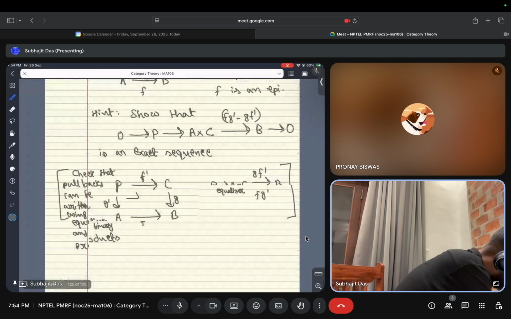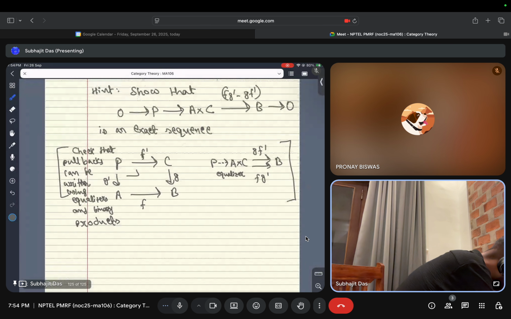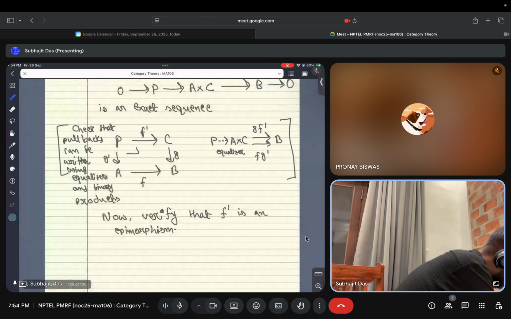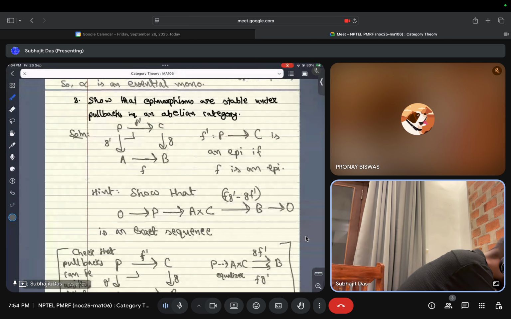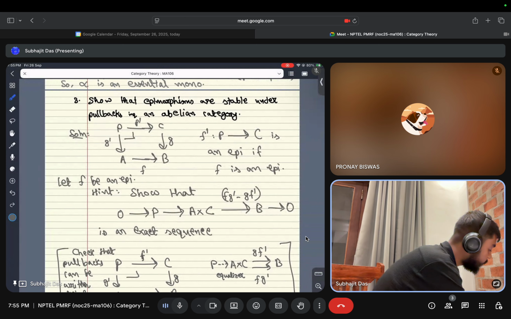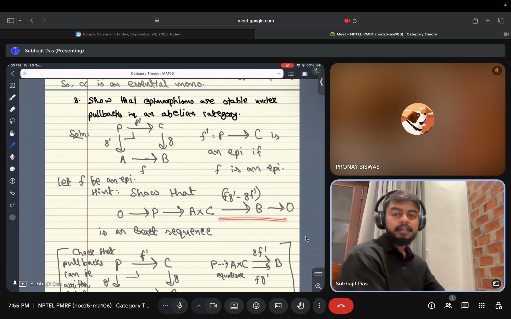Epimorphisms are stable under pullbacks in the abelian category. Now verify. Use the fact that you have this exact sequence to verify that f prime is an epimorphism. Let f be an epi. We used that f is an epi here to show that this sequence can be augmented with a 0 on the right.